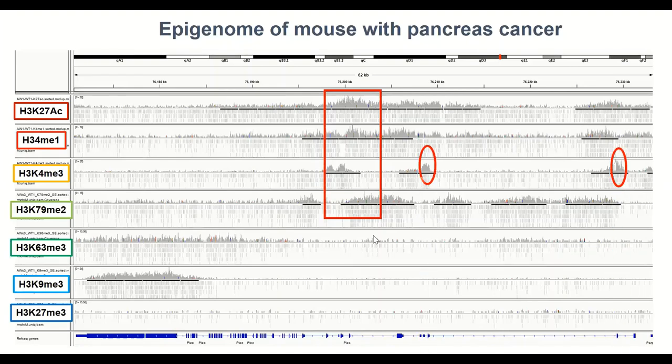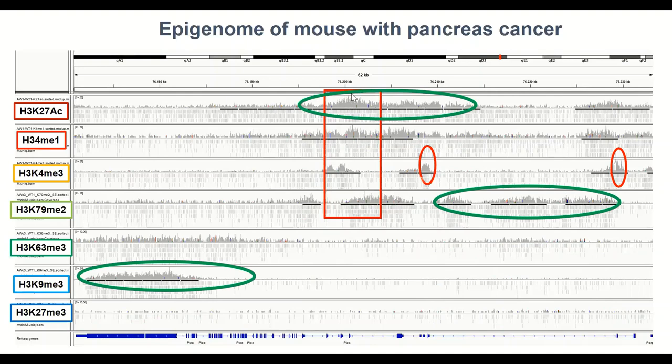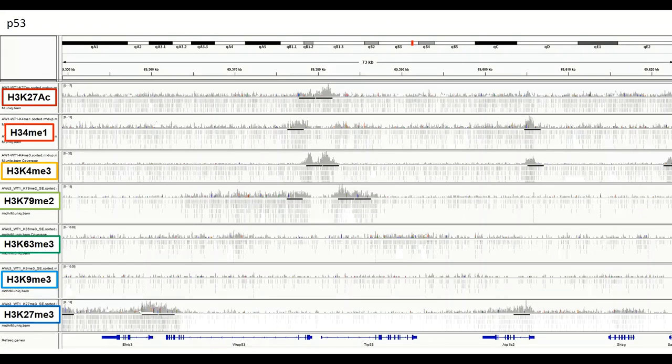And here some peaks are very narrow. This has something to do with the specific marker. And some peaks are very wide. Okay, this just shows the difference in terms of peak nature. Okay. And then this shows a peak located at the gene TRP53. Okay.